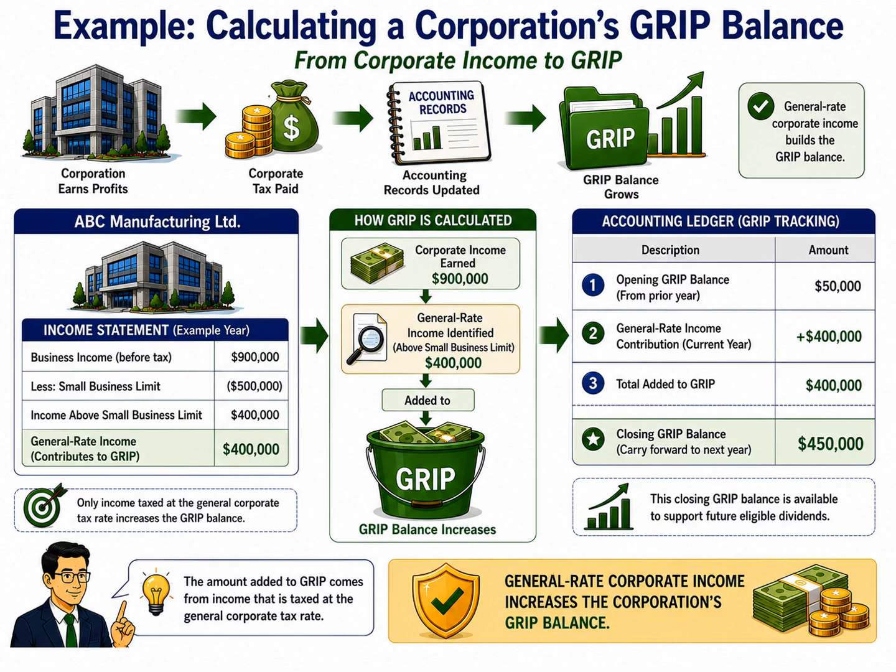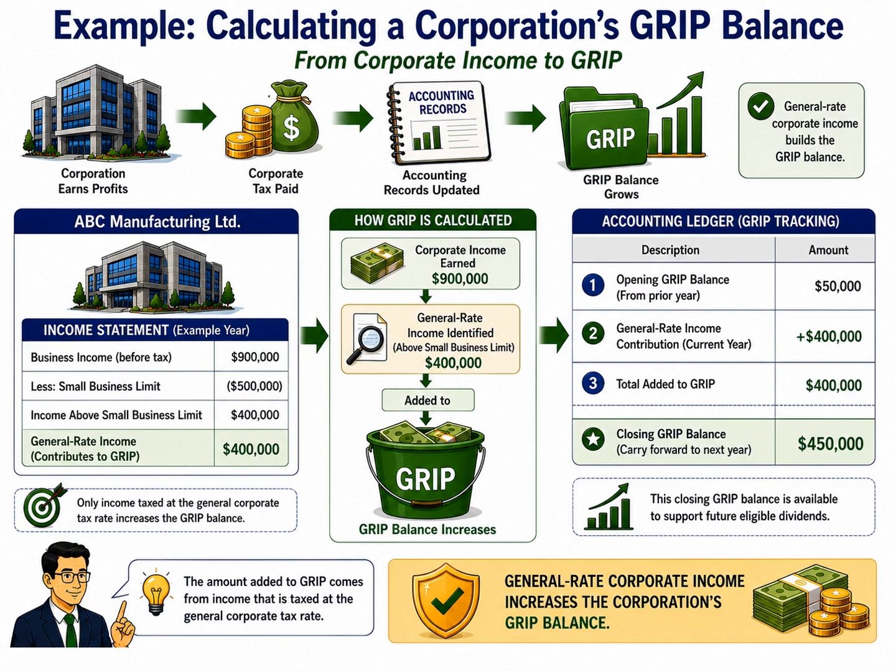Suppose ABC Manufacturing already had an opening GRIP balance of $50,000 carried forward from the previous year. During the current year, the corporation adds the new $400,000 of general rate income. The calculation is straightforward. Start with the opening GRIP balance of $50,000. Add the current year's general rate income contribution of $400,000. The corporation now has a closing GRIP balance of $450,000.